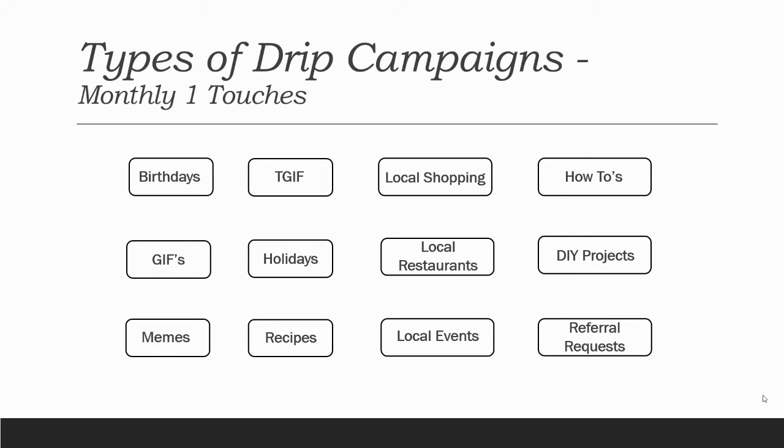Also, this is great for them: local shopping, local restaurants, local events, especially if they're new to the area. Start sending them once a month fun stuff that can inform them more on a personal level. Also, how-tos, DIY project ideas, and of course, you're always going to want to ask for referrals at least once a month for all your contacts. Always ask them if there's anyone that they know that you can help.